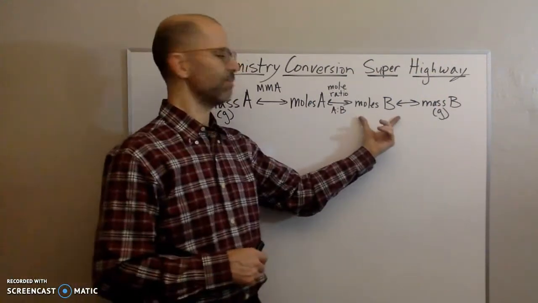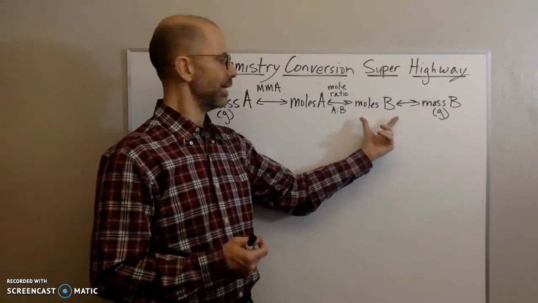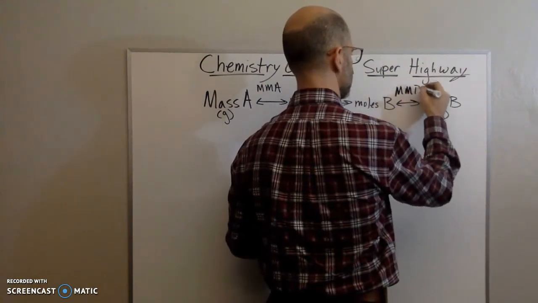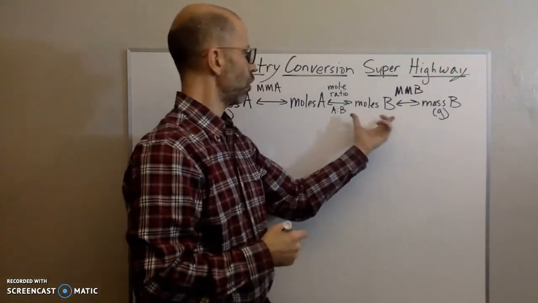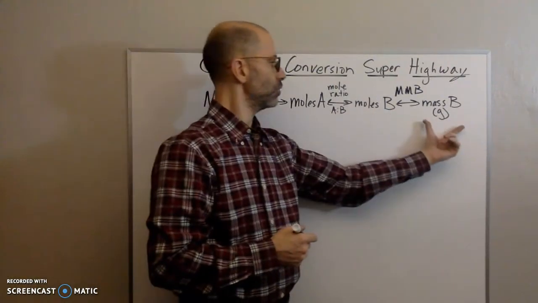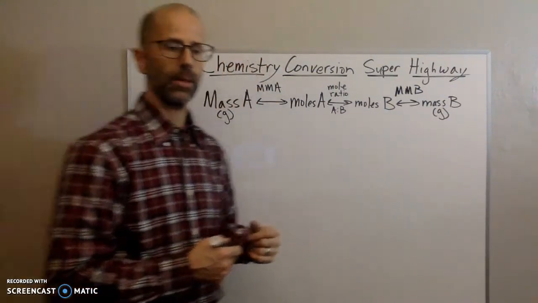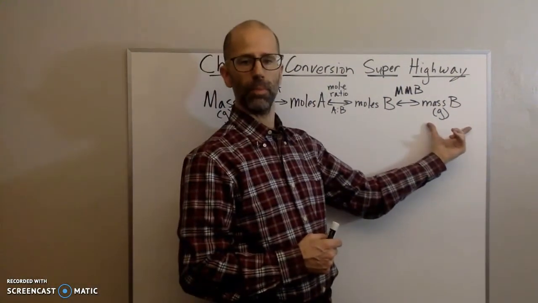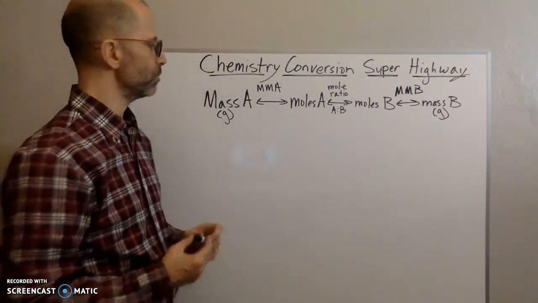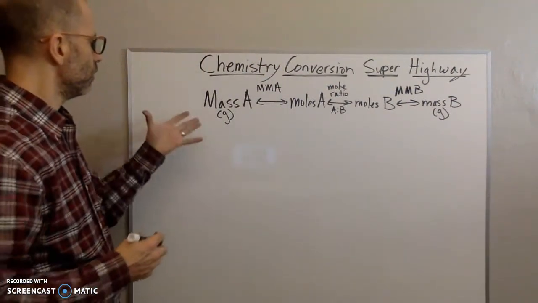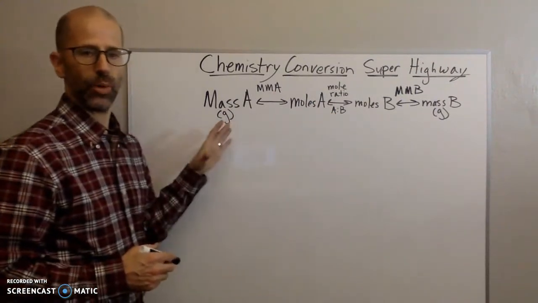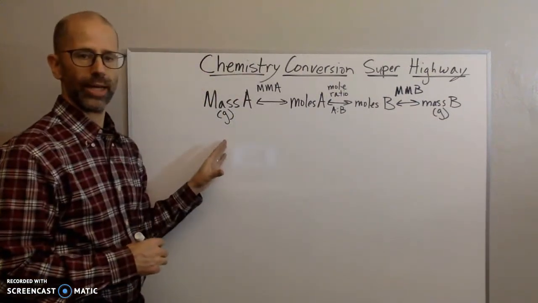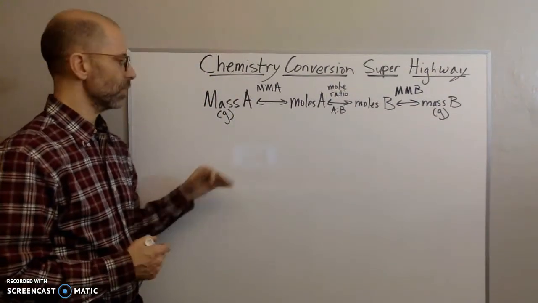And then once I have my moles of my B substance, now I can use the molar mass of B to go from moles of B to mass of B in grams. So I can start in grams of one thing, and then I can go to grams of another thing, right? And so this is the main highway. This is why I call it the superhighway. So the main highway is this. This is where you want to get into when you're doing your problems.